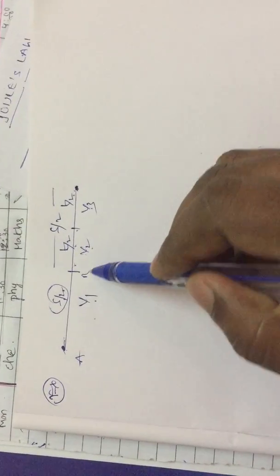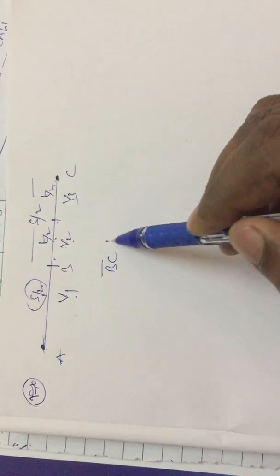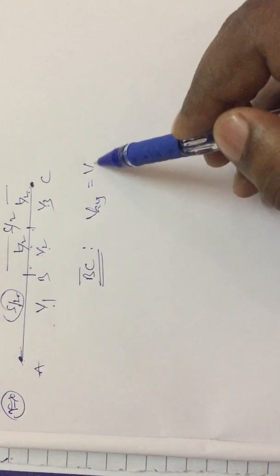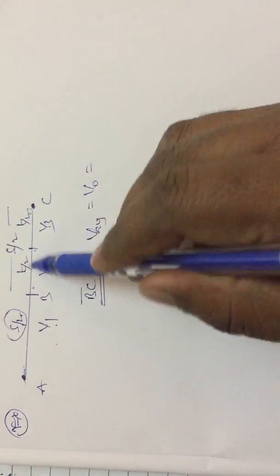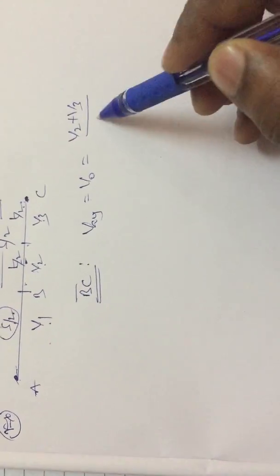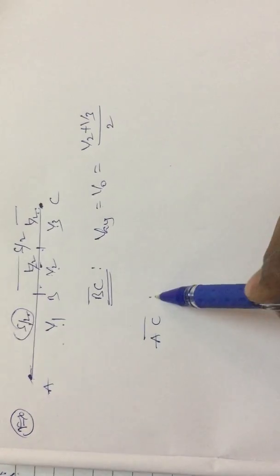Let's take this as ABC. There is a very simple way we can solve it. First, take BC. For BC we write the average speed, which is nothing but V naught. Since it is for equal time intervals, it is the sum of the speeds by the number of speeds, so (V2 plus V3) by 2. That is completed. Then next, take A to C.